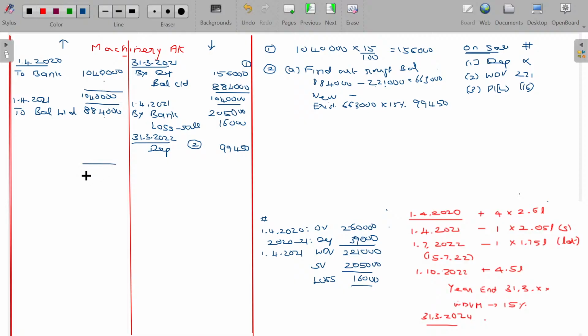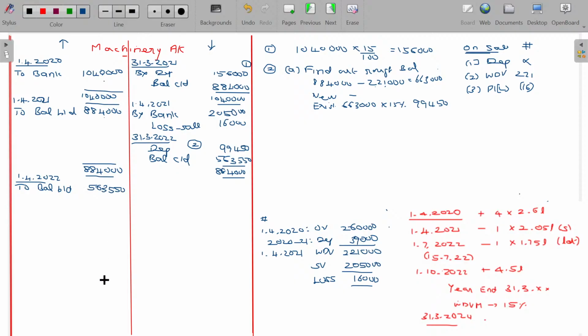Second year is over, 8,84,000. You'll get the balance carried down here. How much is that? Balance carried down, I think 5,63,550. Take it to the next year, 1/4/2022, balance brought down. Here the value being 5,63,550.